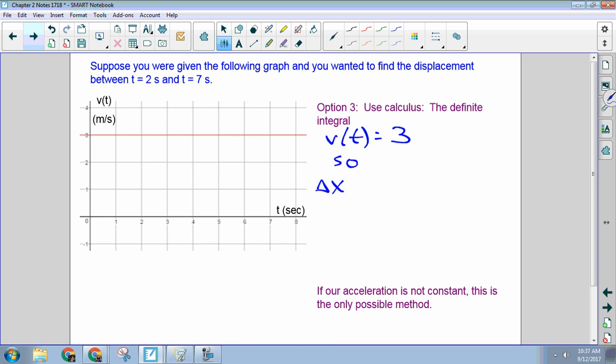So our change in position is, and I'm going to introduce some new notation. With a derivative, you do like df dt or dy dx or whatever, right? The symbol for an integral is like a stretched out s. It's supposed to be a little bit taller than your letters and numbers. So we're going to take the integral of v of t. This is fancy speak for the integral of v of t with respect to time. So we're going to put a little dt here.